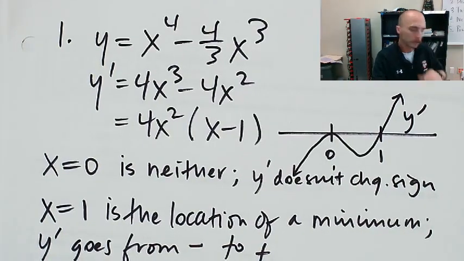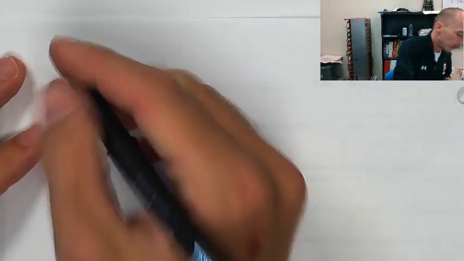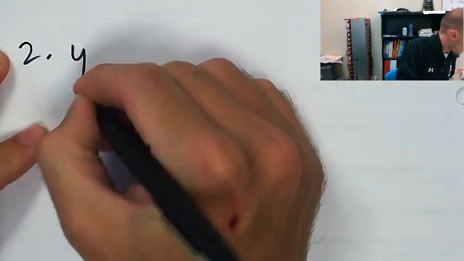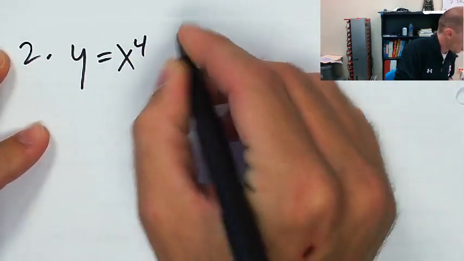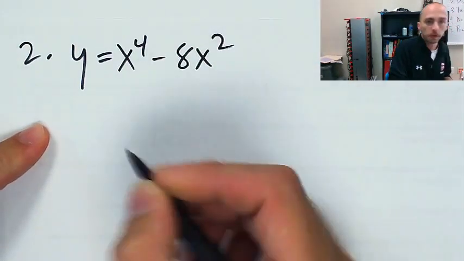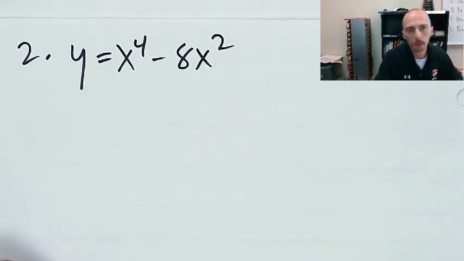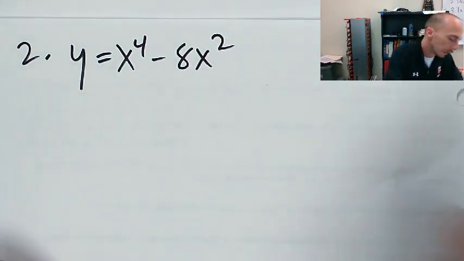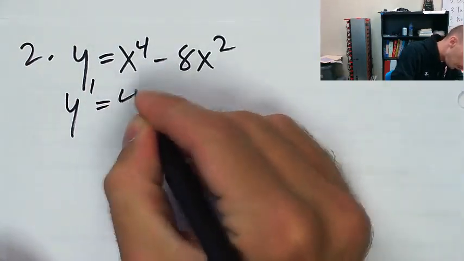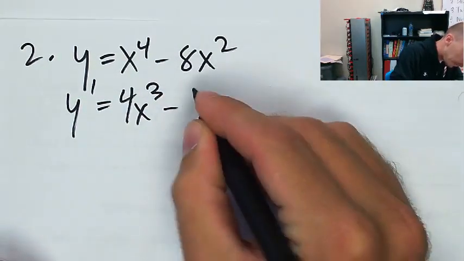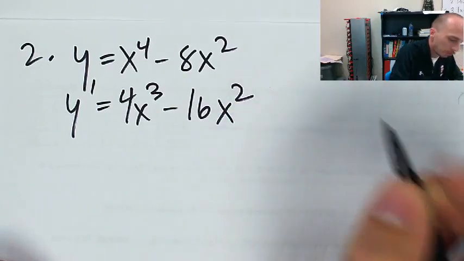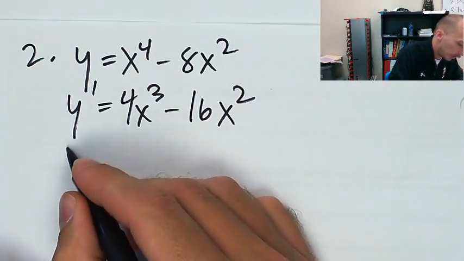All right, the second one, x to the 4 minus 8x squared. So y equals x to the 4 minus 8x squared. If I want the critical points, it's the zeros or the places where the derivative is undefined. So y prime is 4x cubed minus 16x squared.